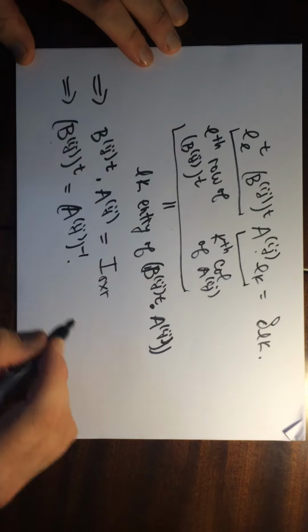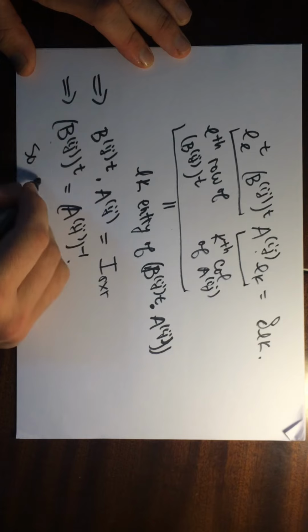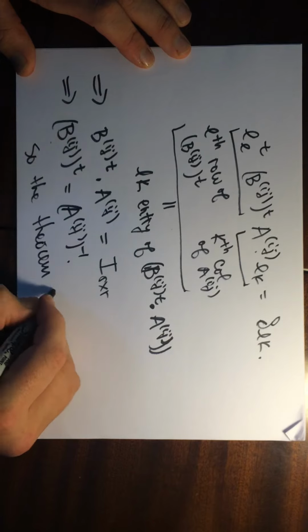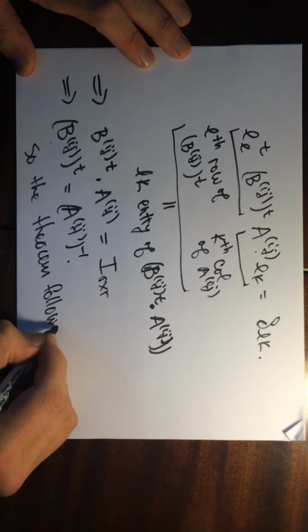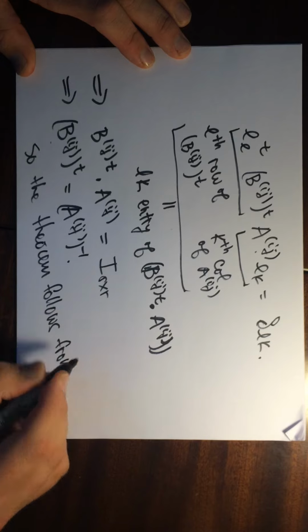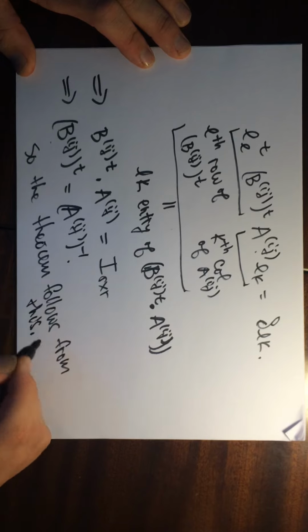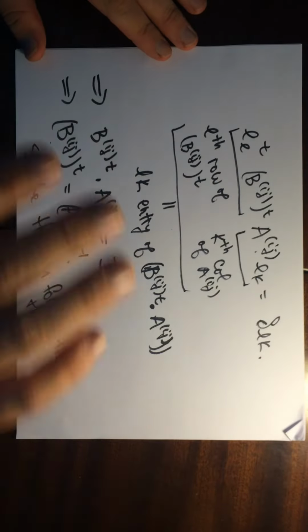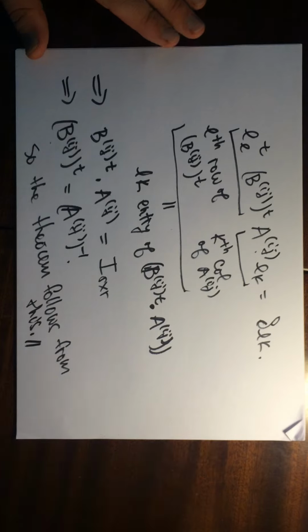So now the theorem follows from this. Okay, and so now we've essentially shown how the Čech cohomology class associated to a vector bundle and its dual are related, and that's by inverse transpose.